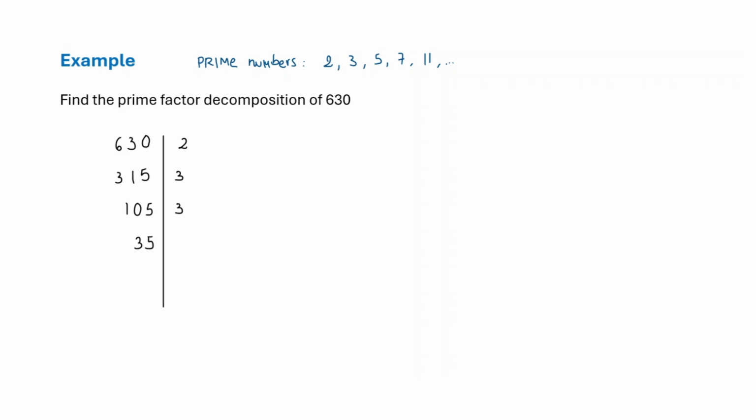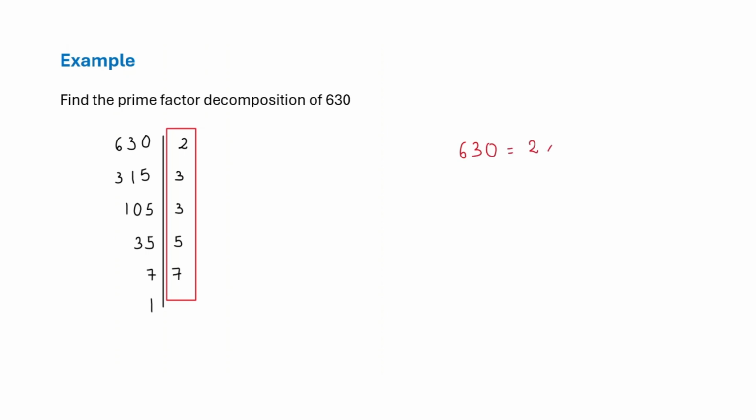Numbers ending in 0 or 5 are divisible by 5, so we write 5 on the right. 35 divided by 5 is 7. We write 7 underneath. 7 is already a prime number. That means it can only be divided exactly by 7 and 1. So we write 7 on the right. 7 divided by 7 is 1. We write 1 underneath. As soon as we reach 1, we stop. Now let's look at the numbers on the right-hand side. These are the prime factors of 630. So we can write 630 equals 2 times 3 times 3 times 5 times 7.